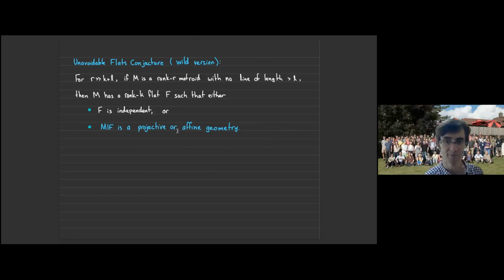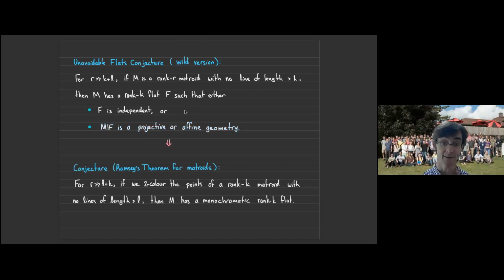This I find a bit more of a worry, but maybe the following is true. Maybe the unavoidable flats are just independent sets, projective or affine geometries, exactly the same as we saw for binary matroids, but these projective and affine geometries could be over any field. Well, not any field because the line length's bounded, so it has to be one of the fields covered by the line length bound. But maybe those are the unavoidable flats. If those were the unavoidable flats, then you would get the Ramsey theorem for matroids. That would follow because you first pull out your unavoidable flat and then you apply the associated Ramsey theorem inside the nice flat you get.